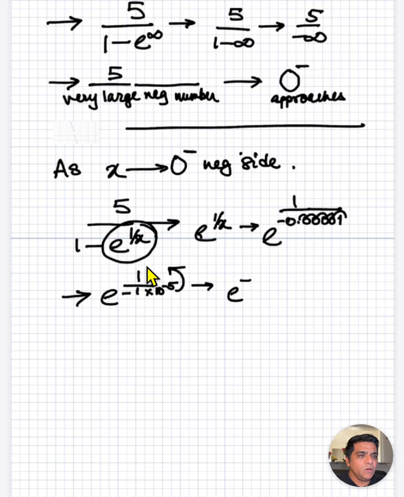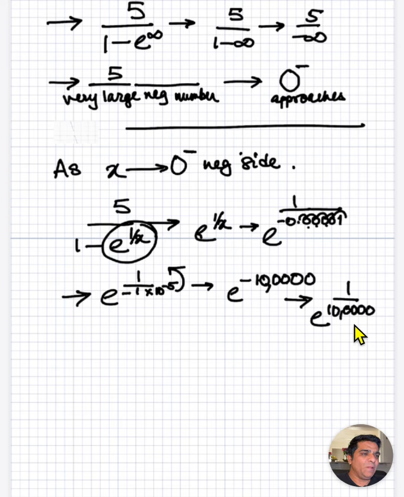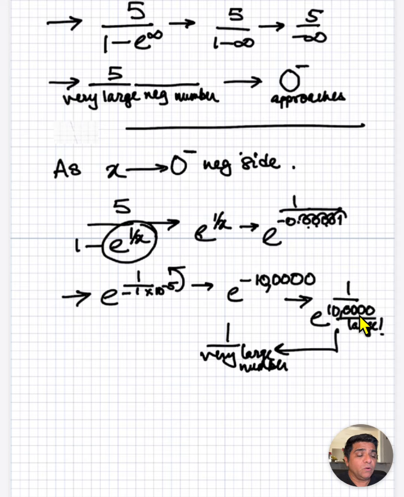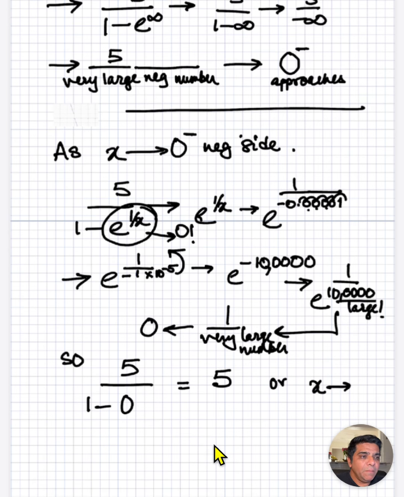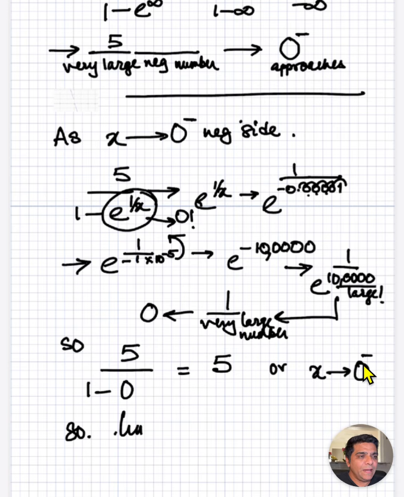So let's take that to the numerator, that becomes e to the power of minus 100,000, which we can again bring back to the denominator to make 1 over e to the power of 100,000, a very large number. Okay, 1 divided by a very large number is essentially going to get closer and closer to 0. So 1 over a very large number will be 0. Okay, so this is 0 now for us. So we have 5 divided by 1 minus 0, which is 5. So the limit as x approaches 0 from the negative side is 5.